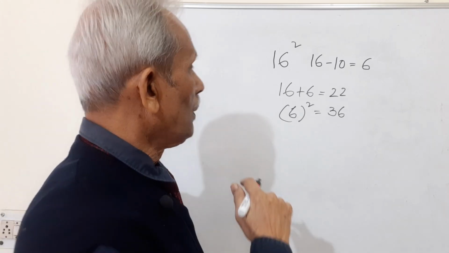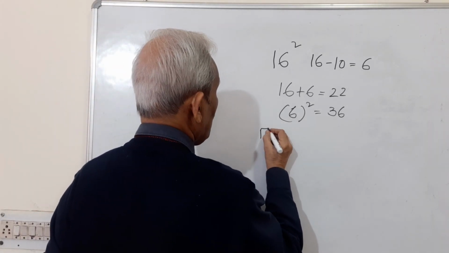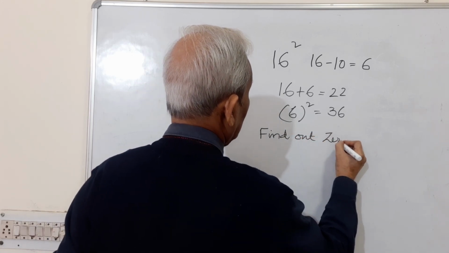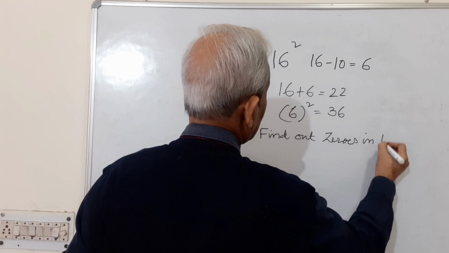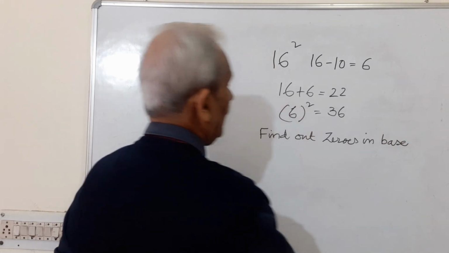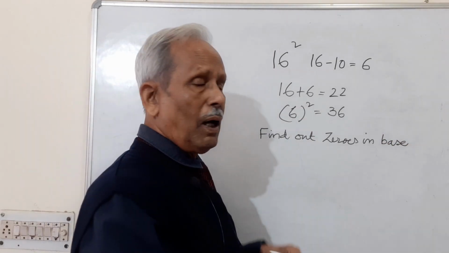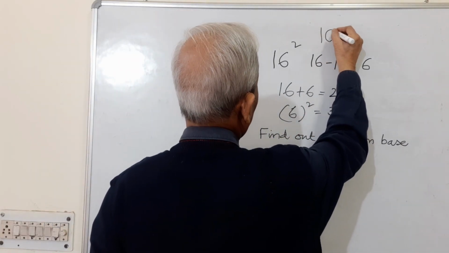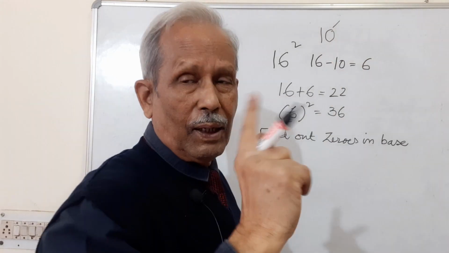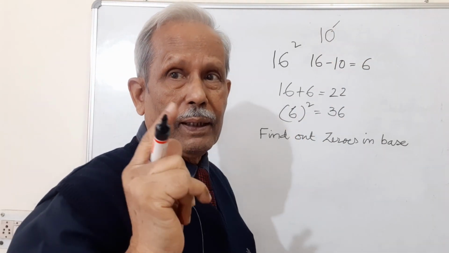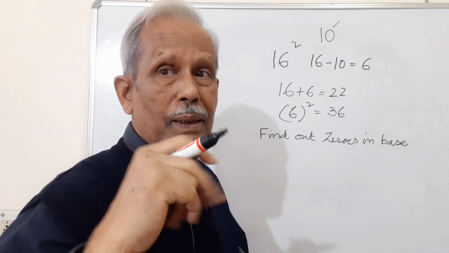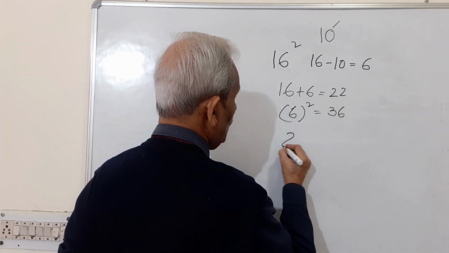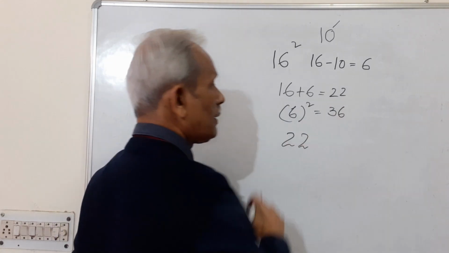And the third thing which you have to remember is to find out the zeros in the base. In the base, how many zeros are there? That is to be seen. Here the base is 10 and the zeros are only 1, right? So remember that. If the base is 100, the zeros are 2. If the base is 1000, zeros are 3. First write down the first part of the answer, 22, and the second part of the answer is 36.